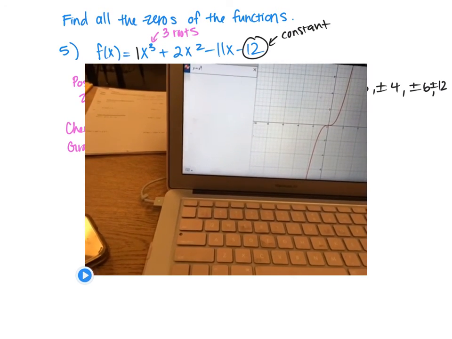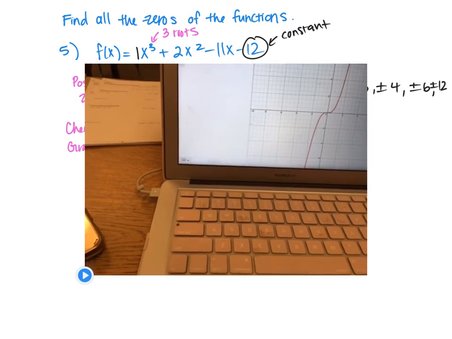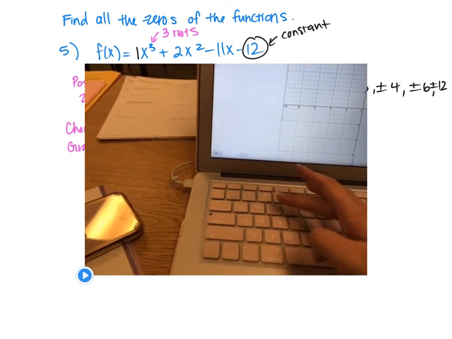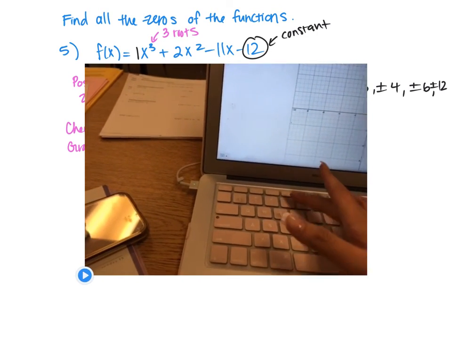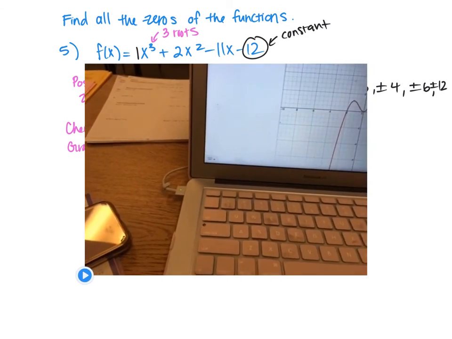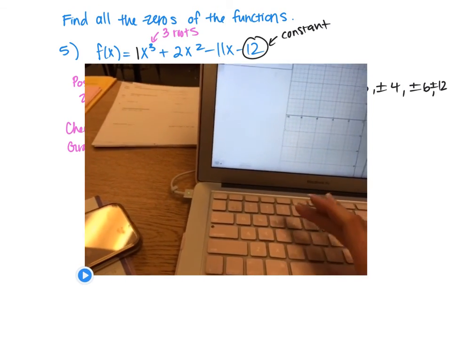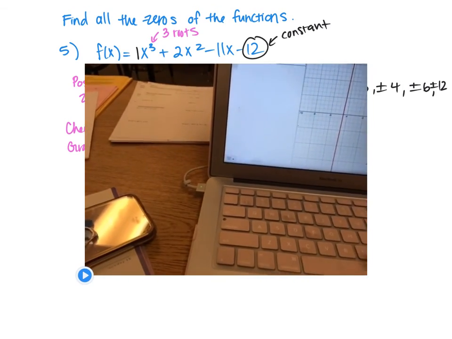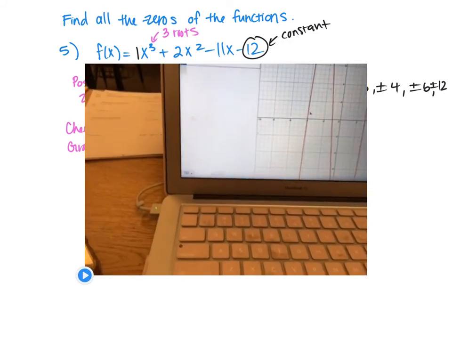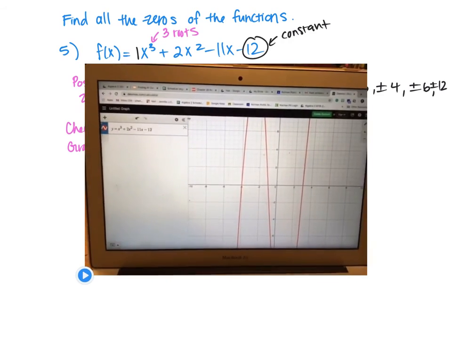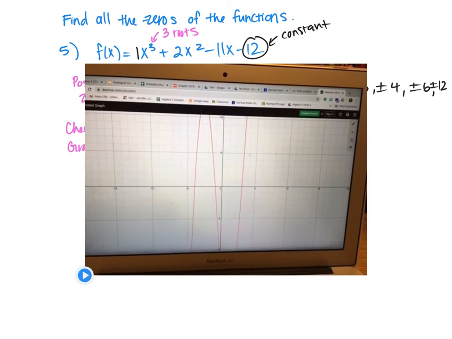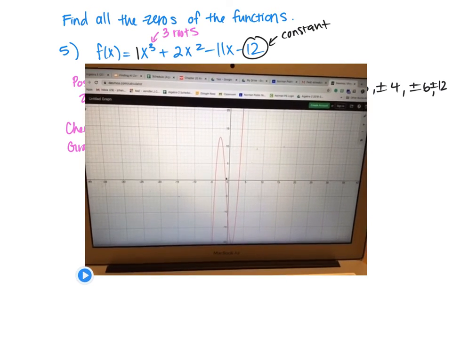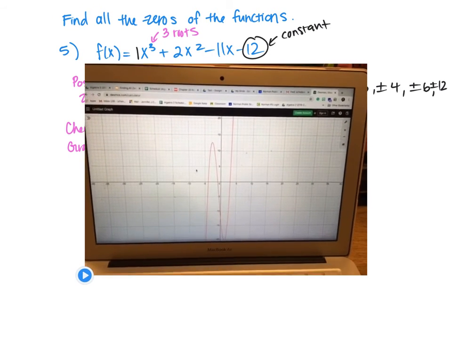I'm going to put plus, no, that's not a plus, shift, and that's 2x, shift 6 gives me an exponent, 2, thumb down, minus 11x, minus 12. Aha, there we go. So here's my graph. Let me scoot this over. And you can zoom in and out too. So I'm going to zoom out just to see what this really looks like. But there it is. It kind of looks like a squiggle.